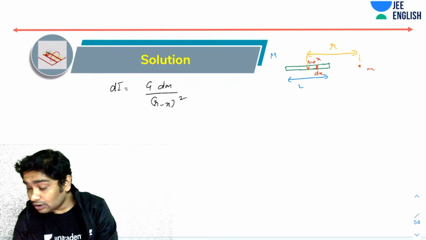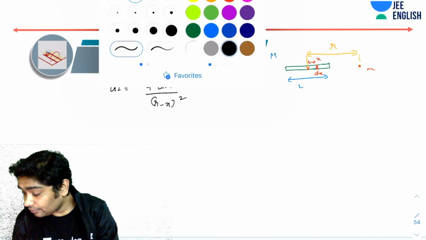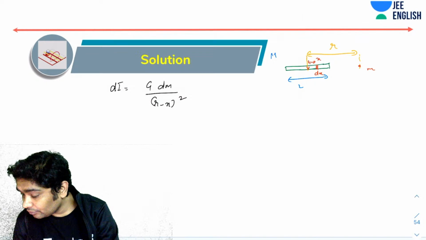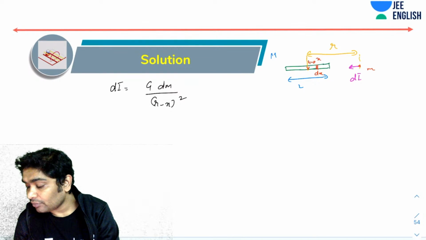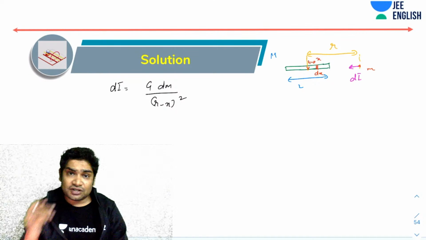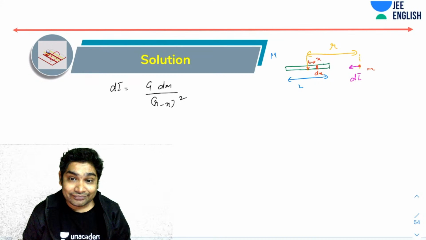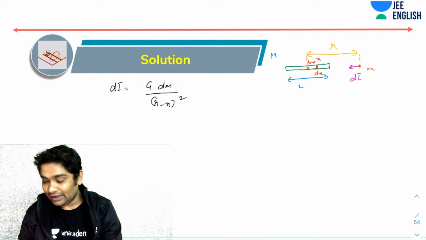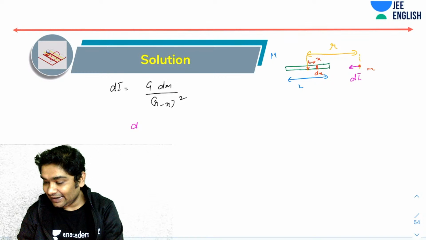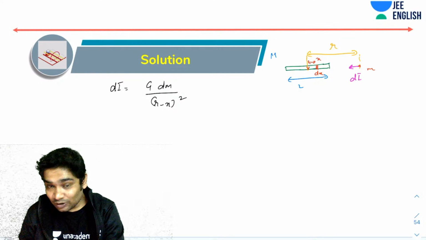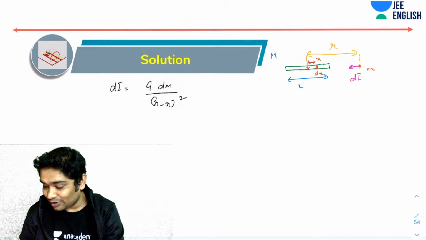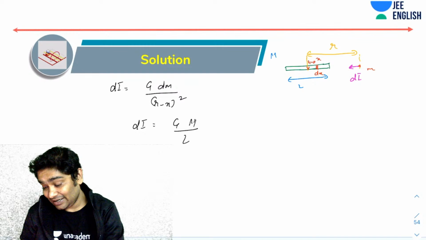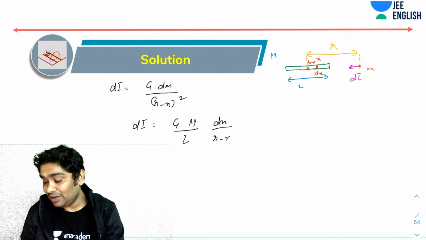And what is the direction? The direction would have been I cap, right? This would have been the direction of dI, and all the dI's would have this direction. So this I can integrate. Yes, dm would be M by L dx. Absolutely correct. So I think Om Prakash has done this correctly. So dI becomes G times M by L times dx over (r minus x) whole square.